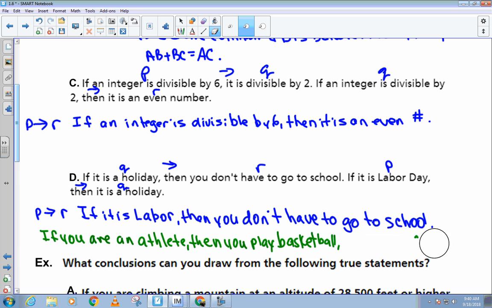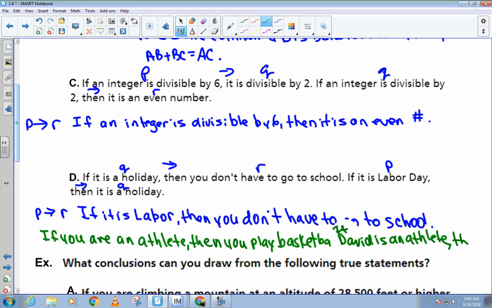Now, if I change this to: David is an athlete. If David is an athlete, then David plays basketball. Could you conclude that? Yes. What law would that be?